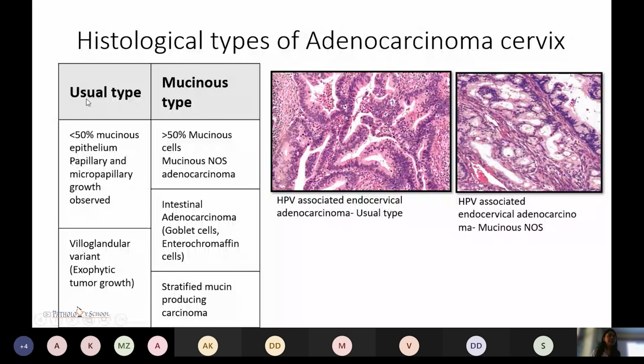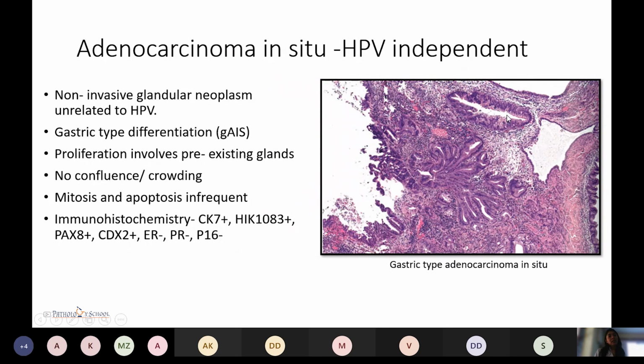Usual type is the most common type. It has a glandular variant, and this glandular variant has a very exophytic pattern grossly. In the mucinous type, more than or equal to 50% cells should be mucinous cells, or they can be intestinal adenocarcinoma comprising of goblet cells or enterochromaffin cells, and stratified mucin producing carcinoma. This is based on the histological features.